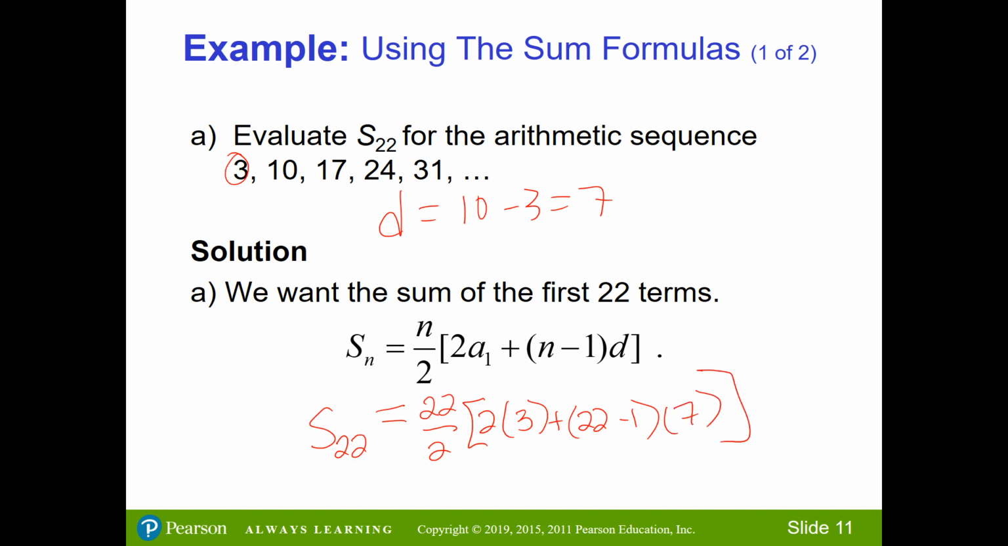All right, let's work all that out. So 22 divided by 2 would be 11. 2 times 3 is 6, plus 21 times 7 is 147. So that would be 153 times 11, and 153 times 11 is 1680.